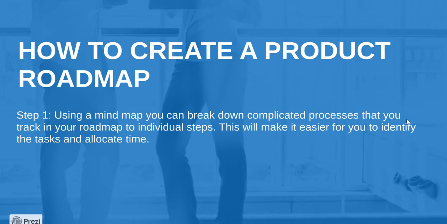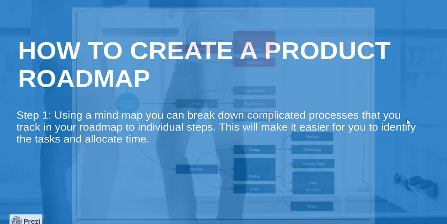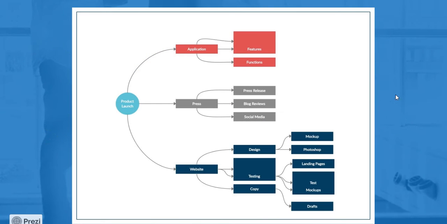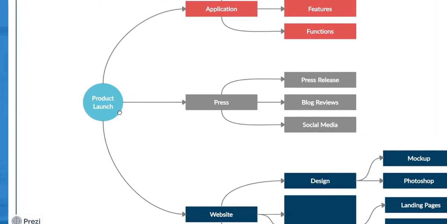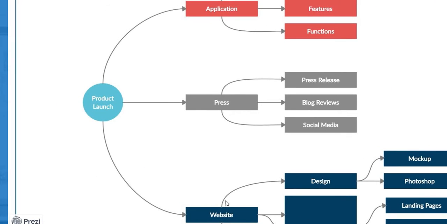How to create a product roadmap? First, you have to use a mind map. You can break down complicated processes that you track in your roadmap into individual steps. This will make it easier for you to identify the tasks and allocate time. Let's take a look at this. You're trying to make a product launch. We are going to have three small divisions. This is a mind map.